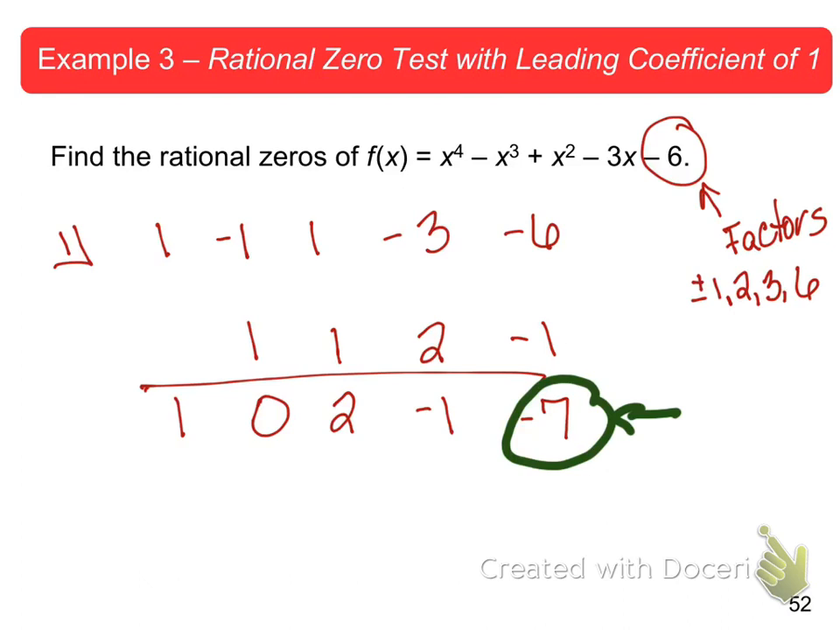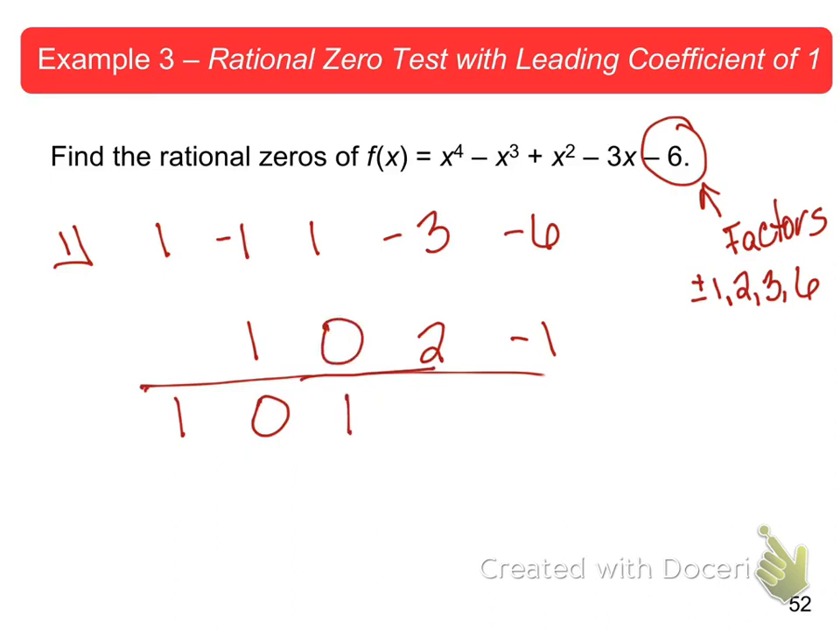Oh, I messed up. Tell me what I messed up. 1 times 0 is 0. Yep. Right here? Thank you. Thank you, thank you. Okay. 1 times 0 is 0, and I get 1 here. So I just messed up everything.